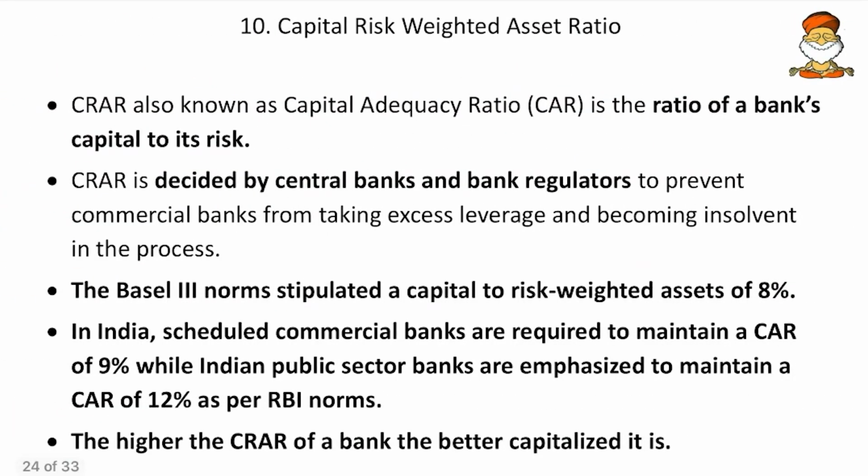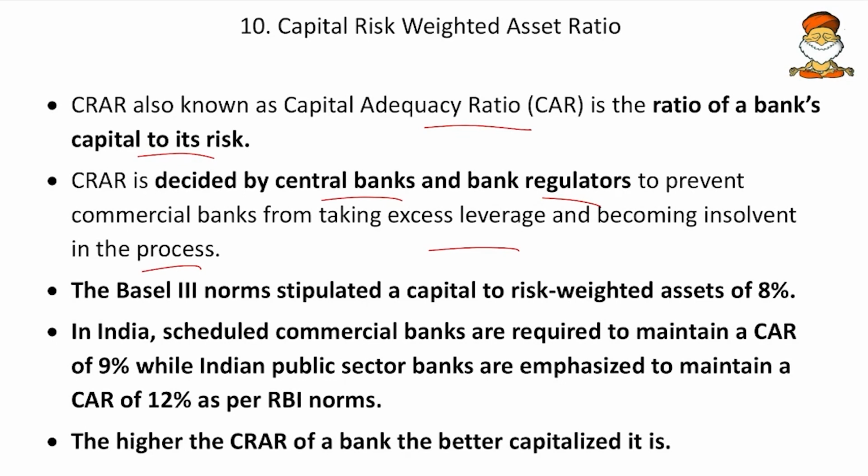Then come to the next, the capital risk weighted asset ratio, CRAR. This is also known as the capital adequacy ratio. It is a ratio of a bank's capital to its risk. The CRAR is decided by the central bank and the bank regulators to prevent commercial banks from taking excess leverage and becoming insolvent in the process.